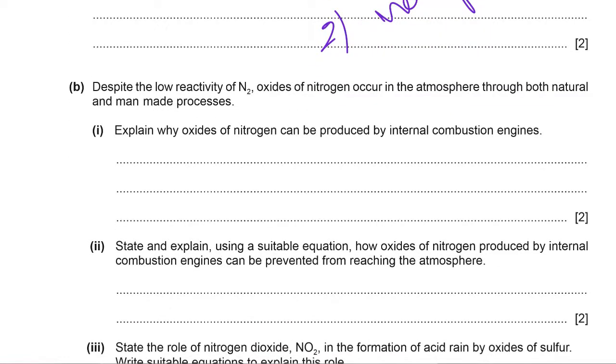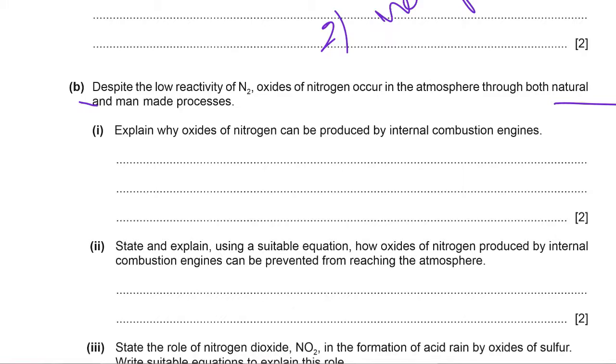Despite the low reactivity of nitrogen, oxides of nitrogen occur in the atmosphere through both natural and man-made processes. The natural one: when there is thunder lightning, that means there is very high voltage. This high voltage will make a reaction between the nitrogen and oxygen. They will react together to form nitrogen oxides, or oxides of nitrogen, because we have different oxides of nitrogen.